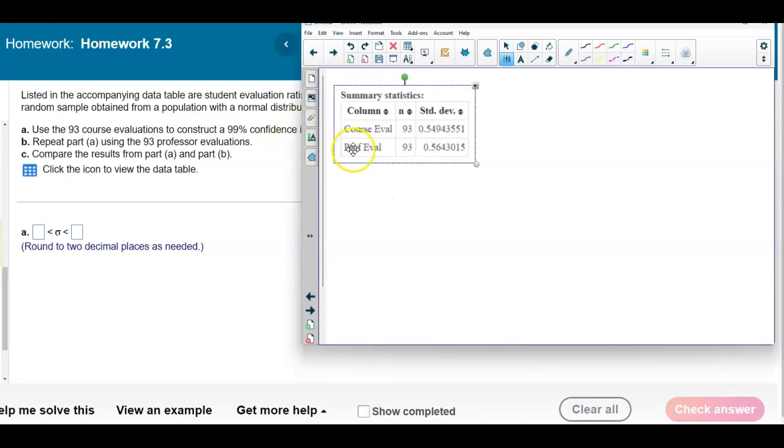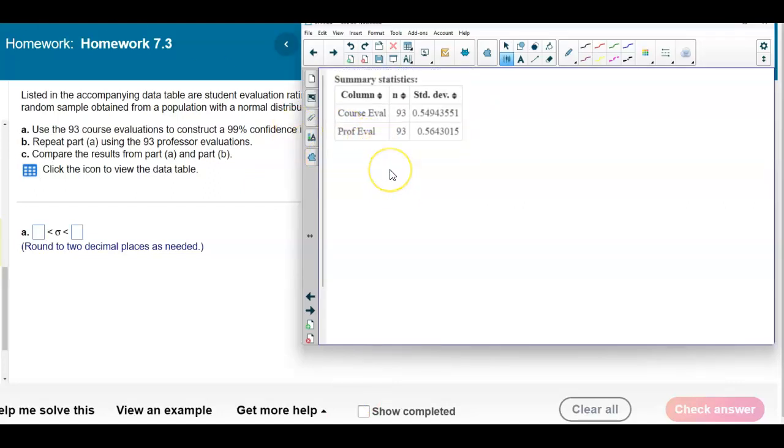So we're going to copy this into our workbook. For the course evaluation, we know that our sample size is 93. We know that the degrees of freedom is going to be 93 minus 1, which is equal to 92. And then our sample standard deviation, we're going to round to 5 decimal places, 0.54944.